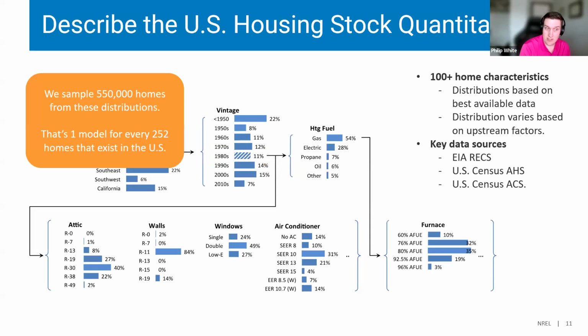So we sample these distributions, 550,000 samples to be exact in this dataset. That's one model for every 252 dwelling units that exist in the US. This number is based on previous analyses of how many samples were needed to get results to converge for different subsets of the stock.